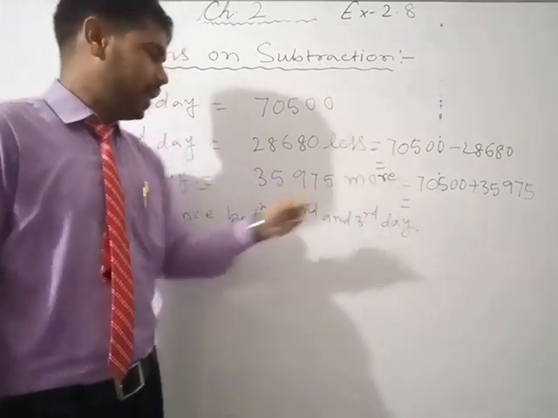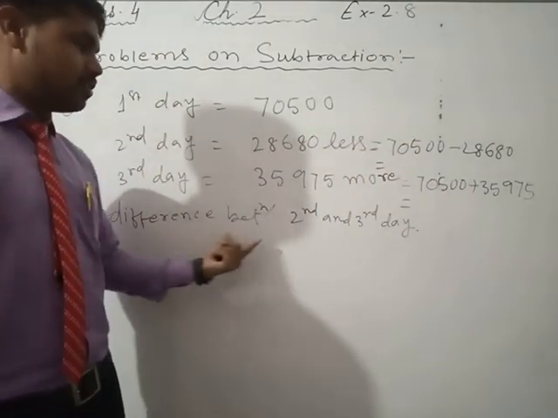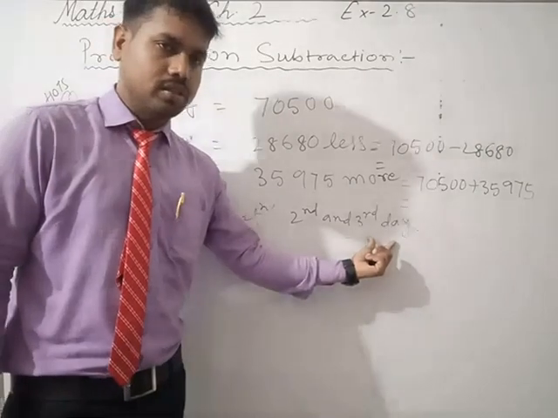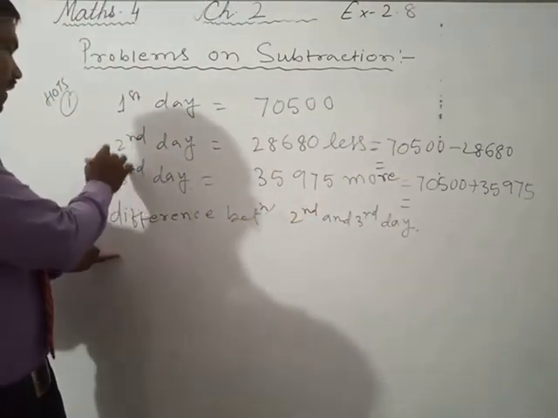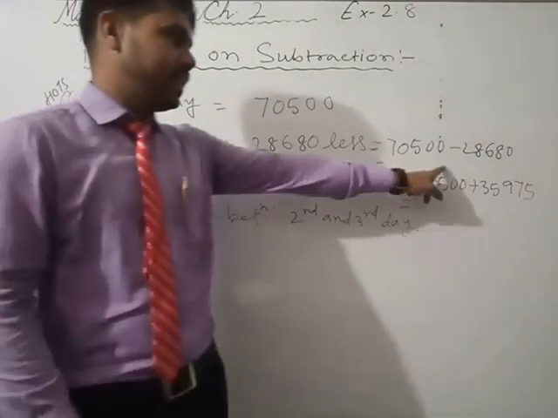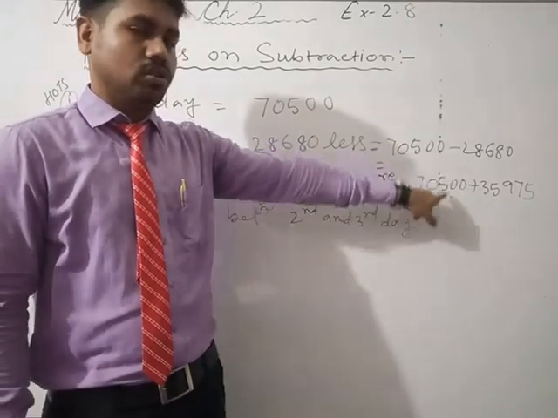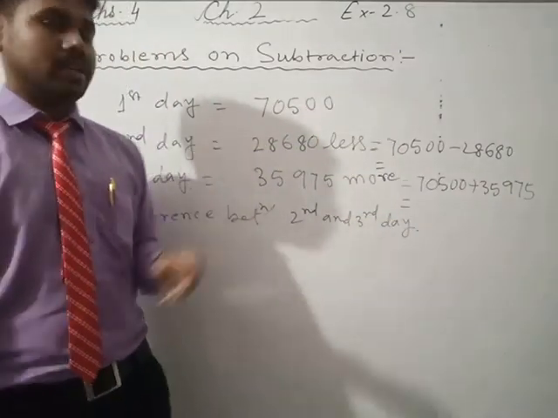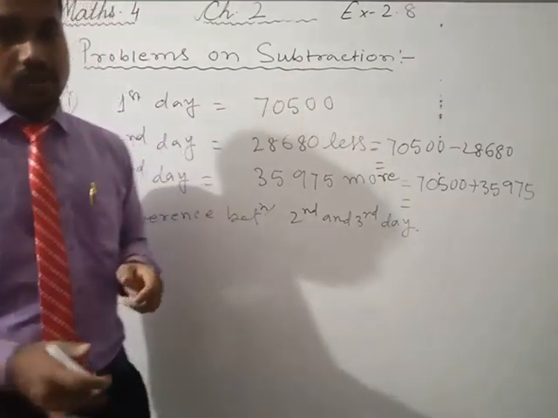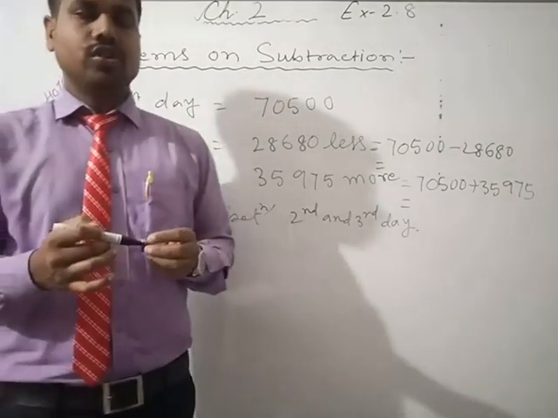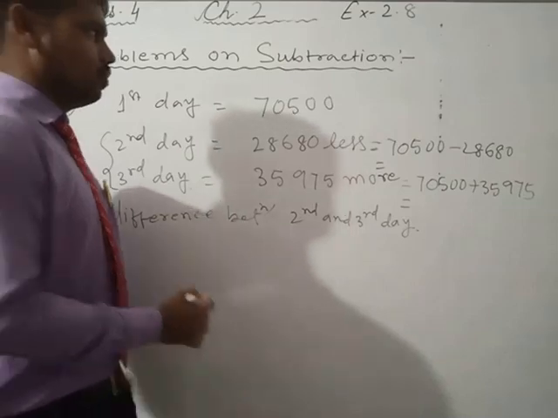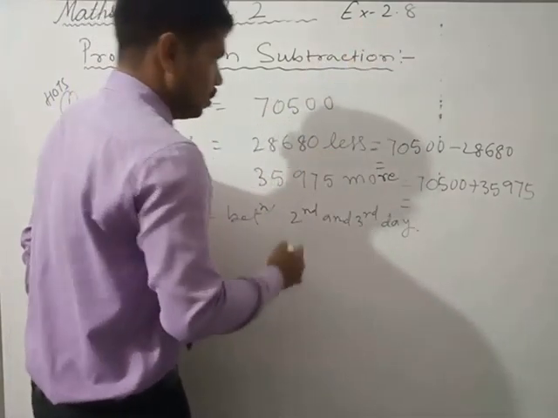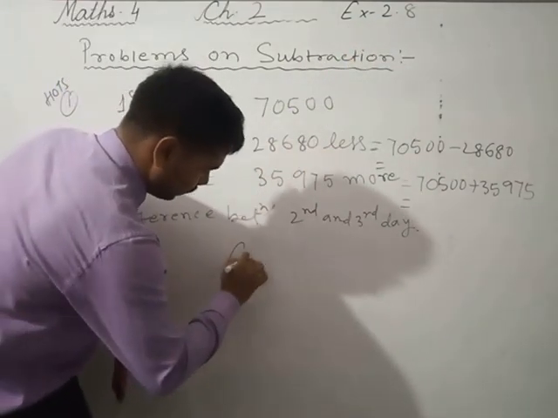Okay. Now you have to find the difference between the second and third day. So the difference between the second and third day means whatever results come, you have to subtract those two. After subtracting, whatever the answer, that will be the required answer of question number 1. I hope now you can do exercise 2.7 and 2.8 as homework.